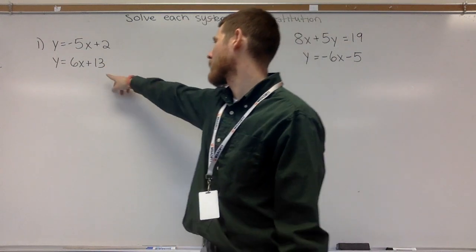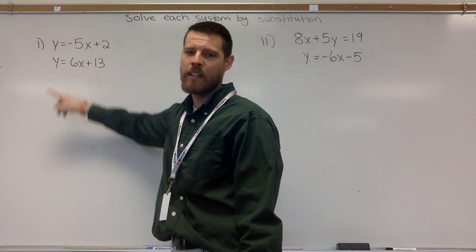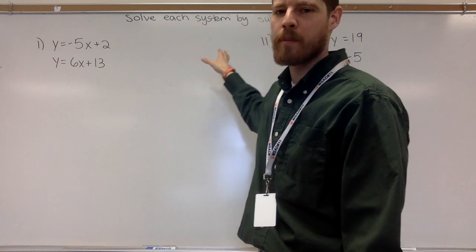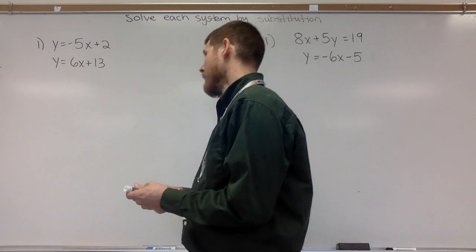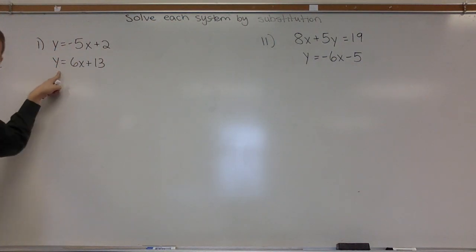I mean, look at this. Starting at 13 on the y-axis and going up 6 over 1, that'd be really hard to graph. So substitution lets us do problems that are messy. So let's see if this is a messy problem or not. What I have is y by itself and y by itself again.